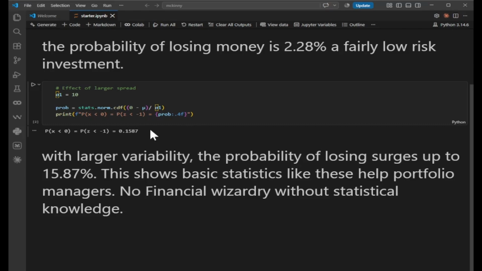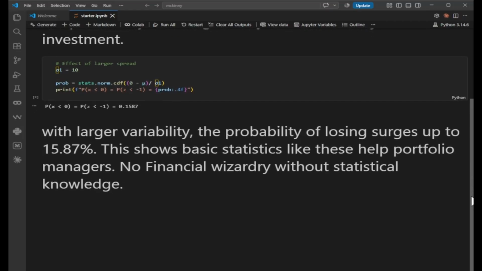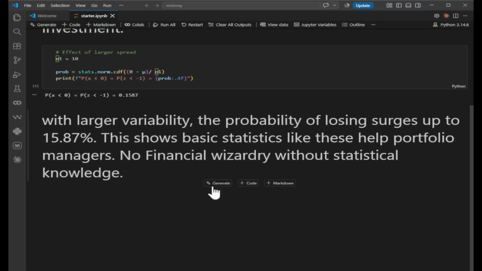Sigma 1 gives us a probability of 0.1587. A dramatic increase from the 2.28% probability of losing. Now it surges to 15.87%, nearly 16% probability of losing with this investment. So you can see these two small basic statistics gave you this important insight in the financial world.